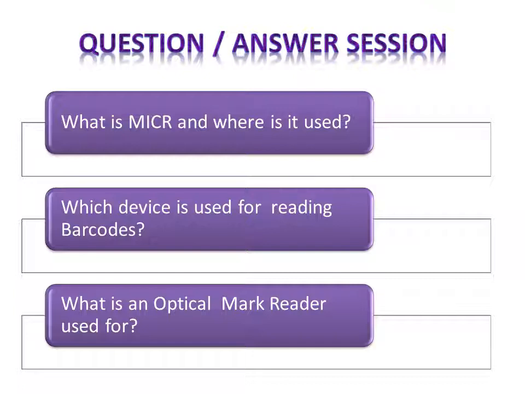MICR stands for magnetic ink character reader, and it is used in the banking industry for processing checks and debit credit cards. The second question is, which device is used for reading barcodes? The answer is very easy. The barcode reader is used for reading barcodes.